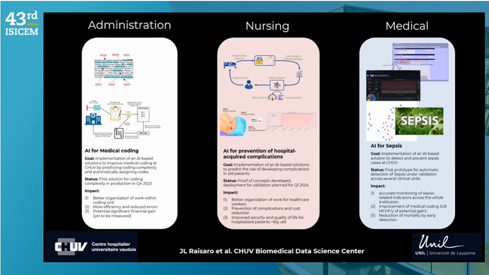On the left panel I put administration, because using an AI model, the group of Jean-Louis Rézaro within the CHUV in Lausanne was able to identify patients with complex coding, so basically polymorbid patients, and they were able to successfully identify these codes. Obviously for the administration of the hospital, this may be very promising, because you can gain quite a lot financially if you code these patients correctly.